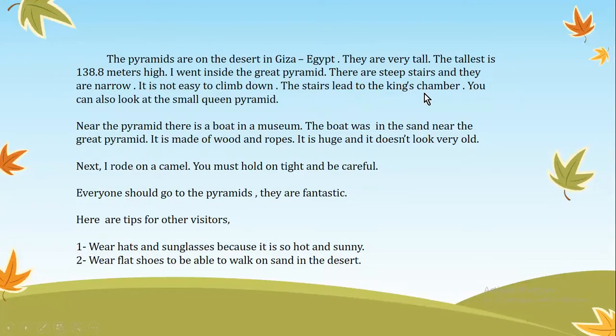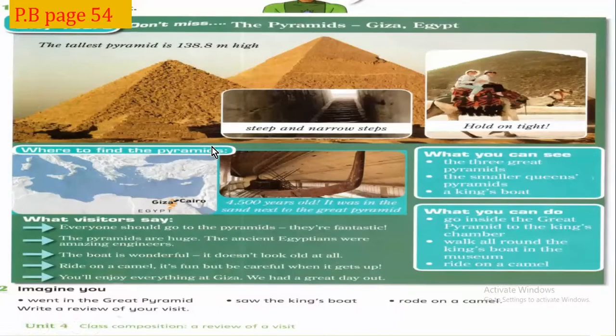The stairs lead to the king's chamber. You can also look at the small queen pyramid. انتوا انتبهتوا انه the small one is the queen pyramid، الهرم للملكة، الهرم الصغير. Near the pyramid there is a boat in a museum. في المتحف قارب which is made of wood and ropes. من وين جبت هاي المعلومة؟ من المعلومات اللي هم أعطونا إياها. It is huge and it looks very old. ممكن إنه تضيفوا كم عمرها، إنه it is more than 4,500 I think.